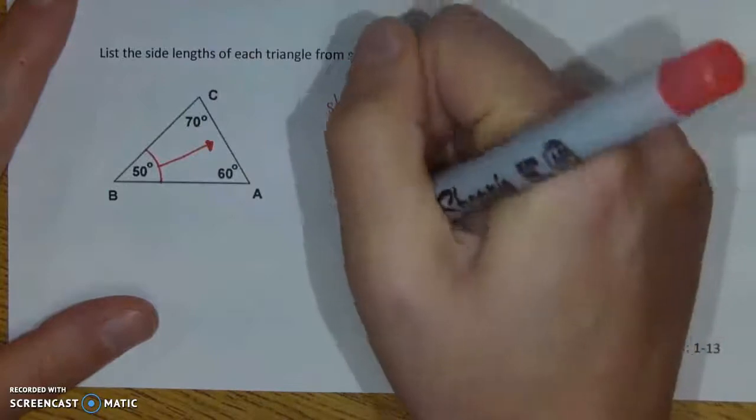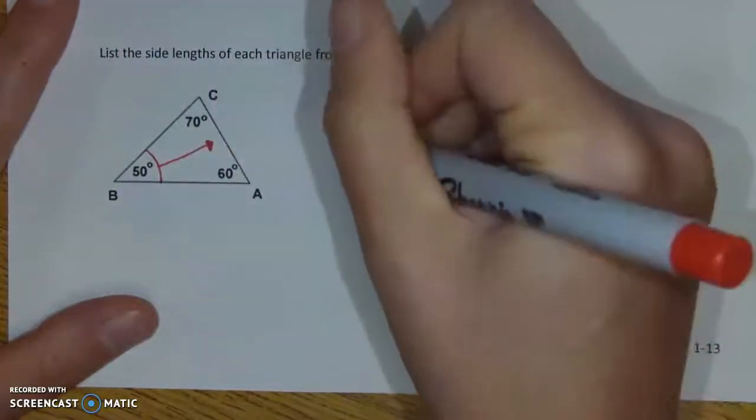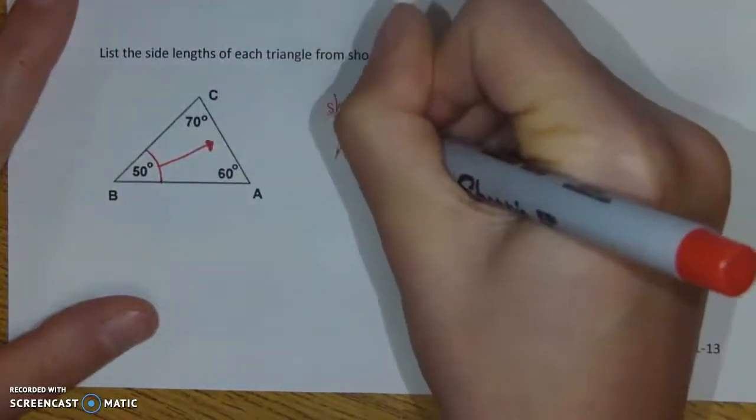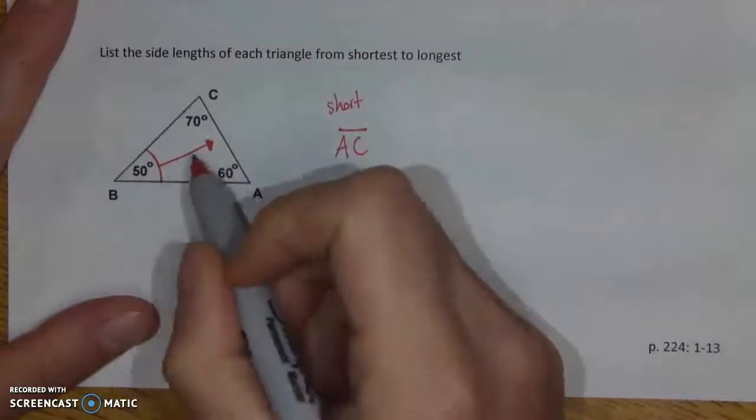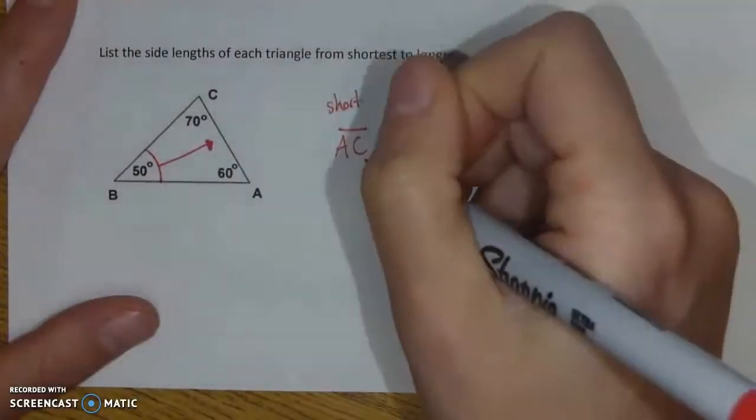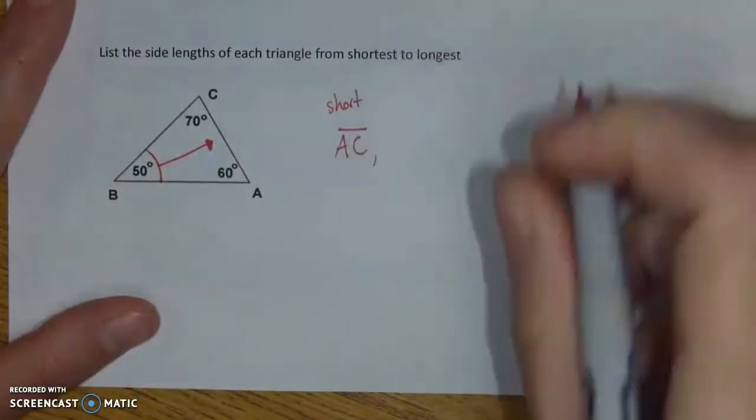And never trust the picture. Even if this picture turns out to be reliable, don't trust the picture. Sometimes the sides are going to look the same or smaller or larger, but all you can really trust are the numbers written on them, okay? So AC is my smallest side.